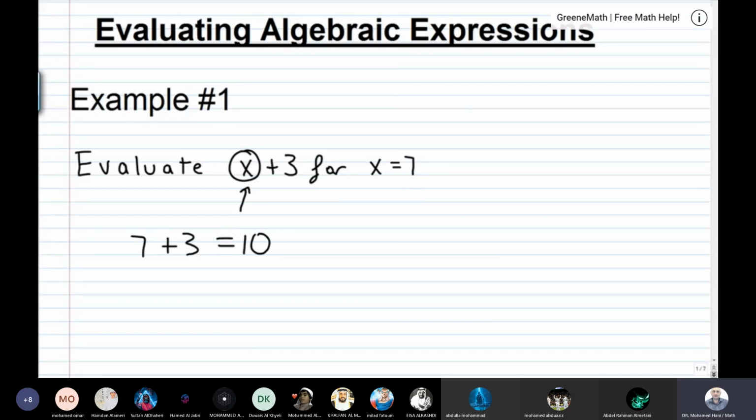You have to pay close attention here because I'm going to tell you something really important. The value of this algebraic expression is not 10. It's 10 when you let x equal 7. But if we were to let x equal 9, I'd be plugging a 9 in for x and I get 9 plus 3, and that equals 12. So you see that the value of this algebraic expression changes as we change the value of the variable. That's an important concept. All right, let's look at a second example.